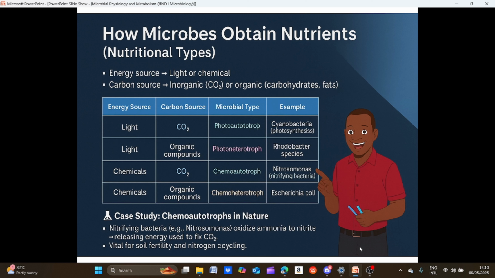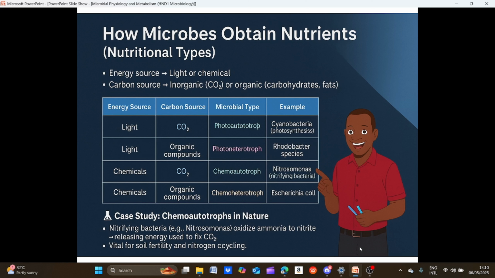The next question is how microorganisms obtain their food. The first one is, how do they obtain their energy? Their energy can come directly from the sun. That is because they are photosynthetic, that is photoautotrophic or photoheterotrophic. Or it can come from chemicals, that is when we call them chemoautotrophs and chemoheterotrophs. So when we talk of energy source, it's either from light or from chemicals.